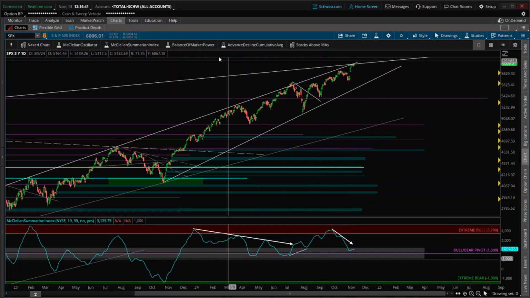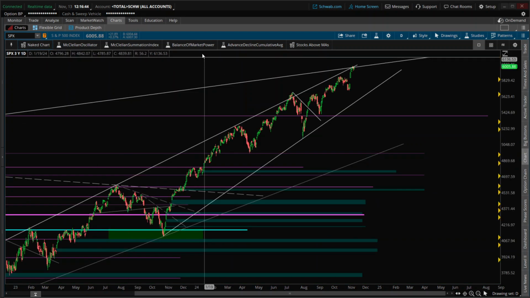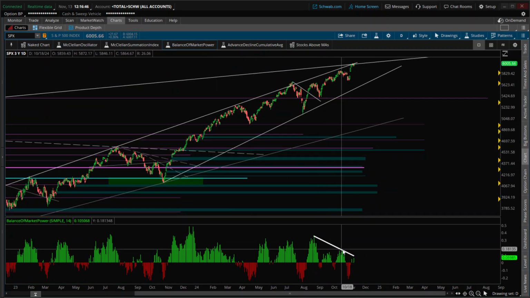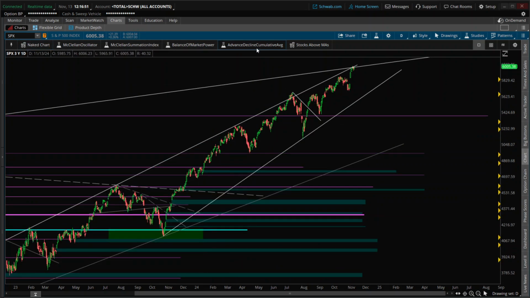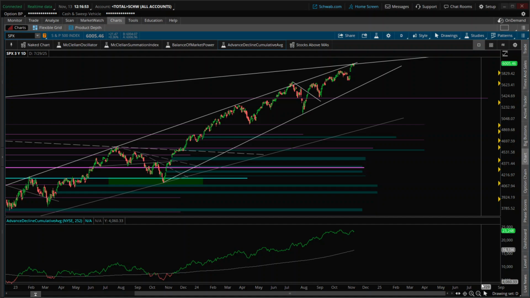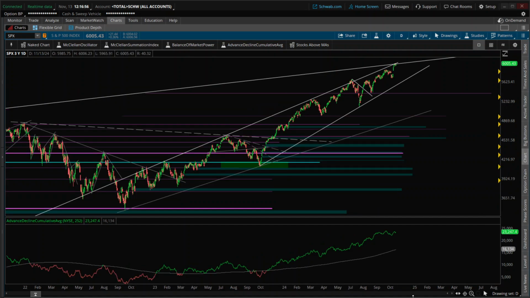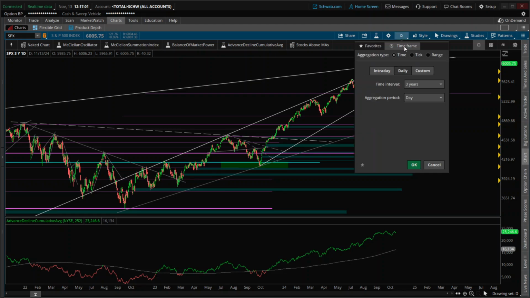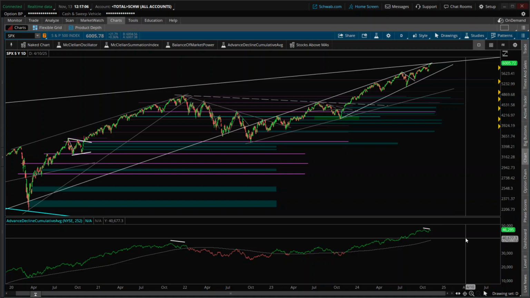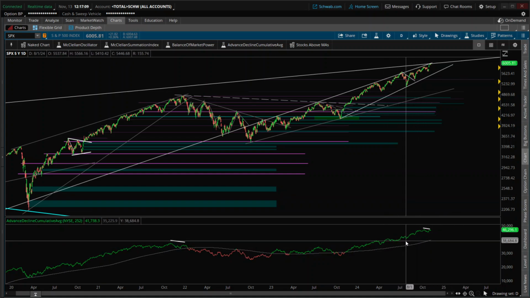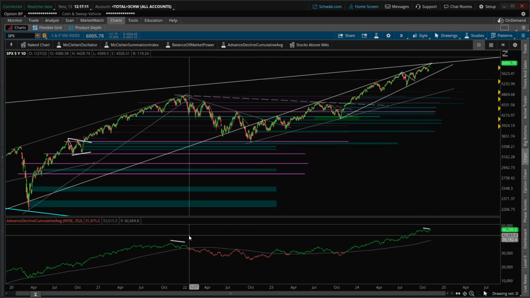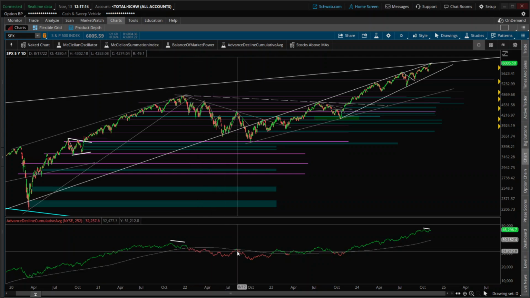So just some things I wanted to show you. Balance of power, negative divergence, not confirming this move. The advanced decline. This is a good one because this is very rare. Let me go back just a little bit more. I think 5 years should be enough. Okay, so I have these marked down already. It's very rare that you get a divergence on the advanced decline cumulative average.